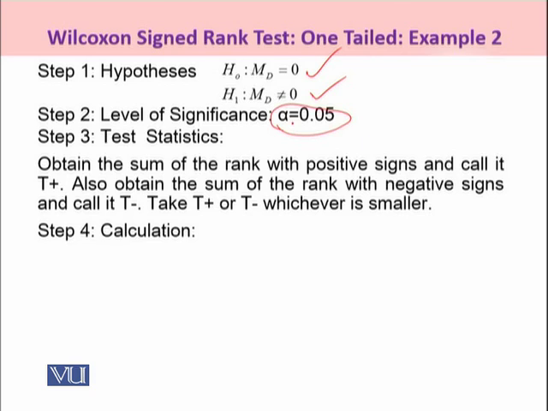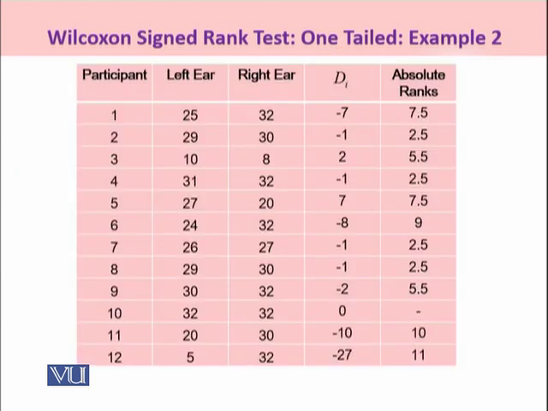The test statistic is that we need to rank the differences. Absolute ranks of the differences are to be calculated. After that, we call the positive ranks T plus and the negative ranks T minus. Of the two, whichever is the smaller one will be taken as T. That will be the T statistic. So let us follow the calculations.